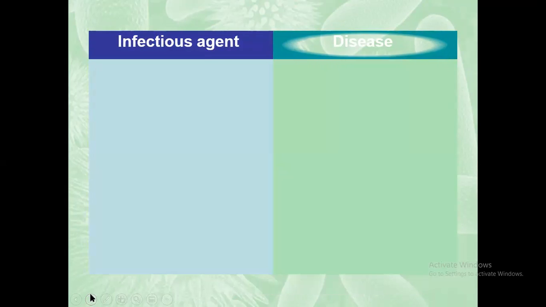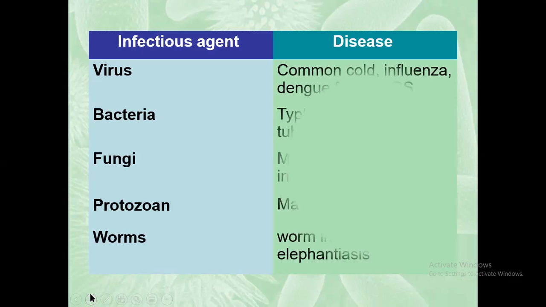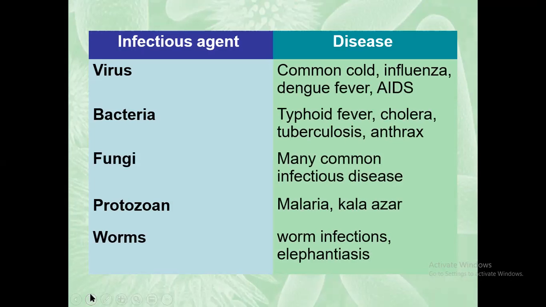Now here are some examples of infectious disease with infectious agents like virus, bacteria, fungi, protozoans and worms. These are the diseases. Viruses cause common cold, influenza, dengue fever, AIDS; these all are viral diseases. Bacteria cause typhoid fever, cholera, tuberculosis, anthrax; these all are bacterial diseases.